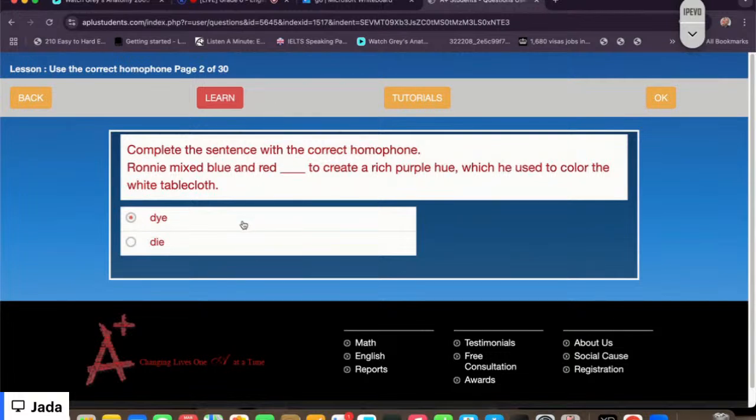Alright, so it will be this one, die. Okay, die is like when someone isn't alive anymore. And then the other die is like when you are changing the color of something. Okay.